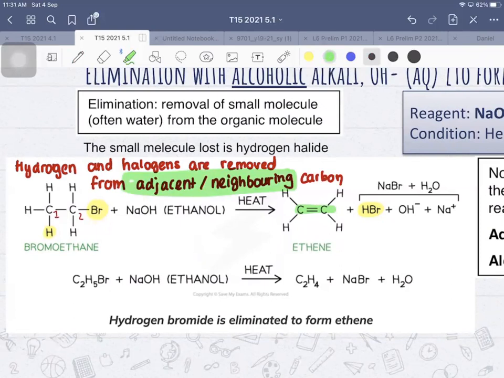Okay, in this case, there are only 2 carbons, so you don't really have a lot of choice. But when you have much more complicated and bigger molecules, it's easy to lose track of where the double bond should go. So it's advisable for you to always number your carbon atoms so that you know, oh, I've lost a hydrogen atom from carbon 1, a bromine atom from carbon 2. So my double bond must be between carbon 1 and carbon 2.